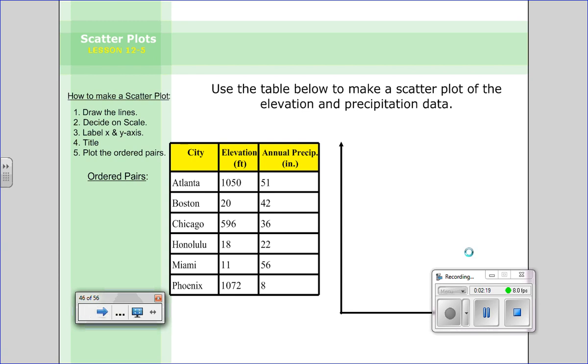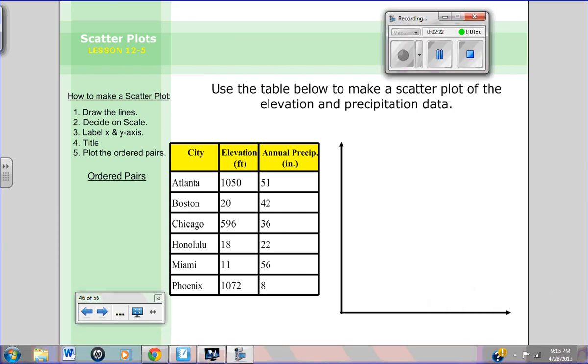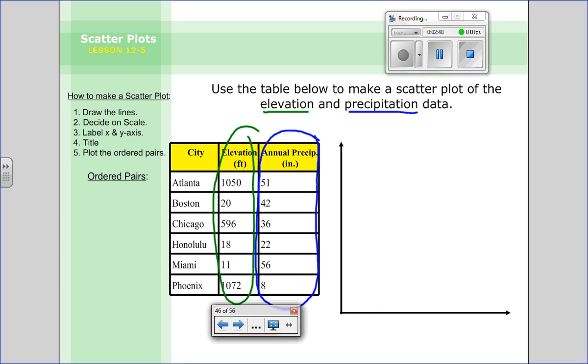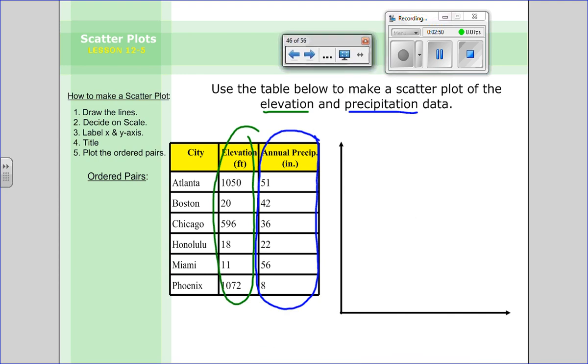This one says, use the table below to make a scatter plot of the elevation and precipitation data. A lot of the times they're going to start you with a table, and you need to be careful to make sure you find out what you're supposed to plot. Here it talks about elevation, this column in feet, to precipitation, their annual precipitation in a year. So those are the 2 I'm going to use. A lot of times, whatever comes first, here elevation, you're going to plot on the x-axis. The annual precipitation came next, so that's going to be on y.